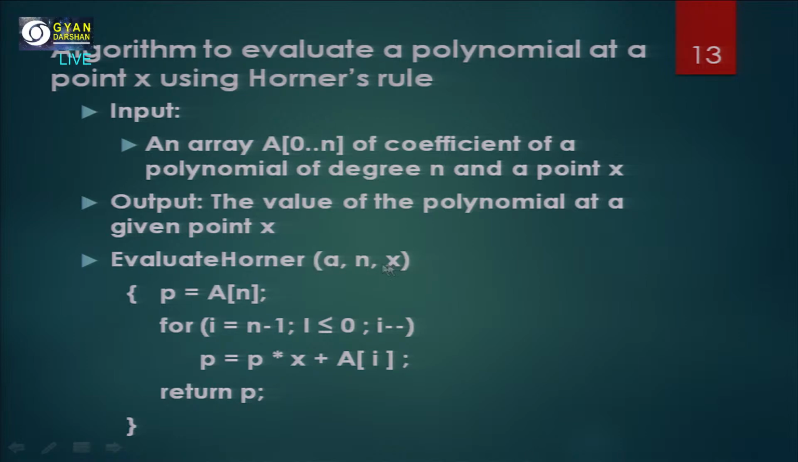a, n and x are the 3 parameters, just like in the algorithm, and we assign p the value of the first an, right? This is the coefficient of the nth term, or x to the power n. And for i equals n minus 1, while i is greater than or equal to 0, keep on decreasing i by 1, and what you are computing is the value of the subterms, that is p into x plus a[i], and so on. And what are you ultimately returning? You are returning the value of the finally evaluated polynomial.